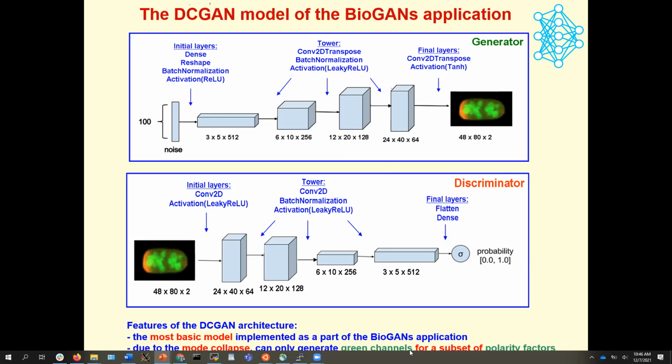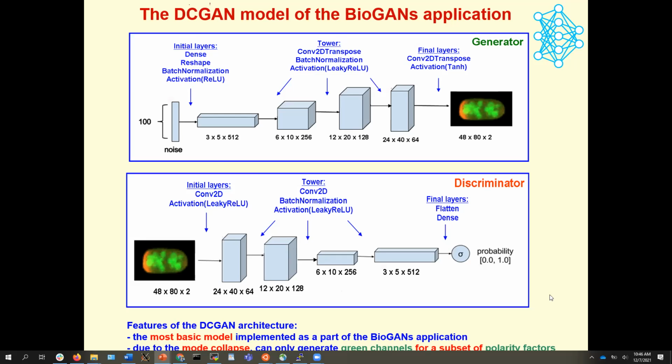And also, even this model trained on all the available data will not be able to generate all the green channels because of the mode collapse issue. So if we train this model on all available data, only a subset of channels would generally be generated by this model. So it's basically not useful. Now let's look at how we can improve this model.